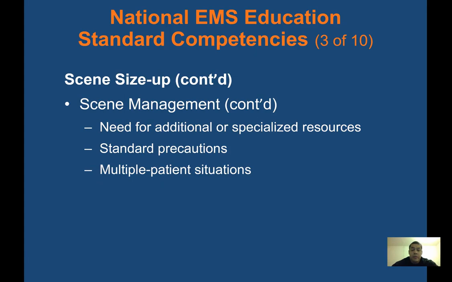So, need for additional resources or specialized resources. Like I was saying, if you have a vehicle accident, you're going to ask for fire. You're going to ask for a truck company if you need extrication or anything like that, or if you need PD. Standard precautions on every call. You're going to be having gloves at a bare minimum, safety goggles, also mask possibly, and a gown. Say if you have a pregnancy, or if you know somebody who has a cough, they're sick right now, or even TB, you're going to wear an N95 mask. Multiple patient situations. So if you know you have multiple patients, before you get out of the rig, you're going to ask dispatch for another unit.